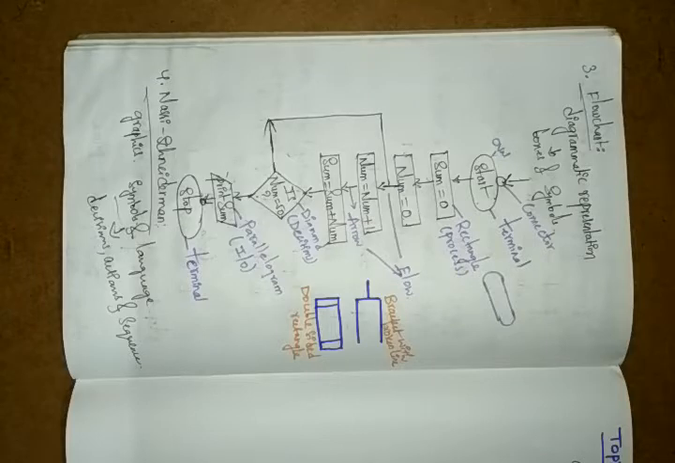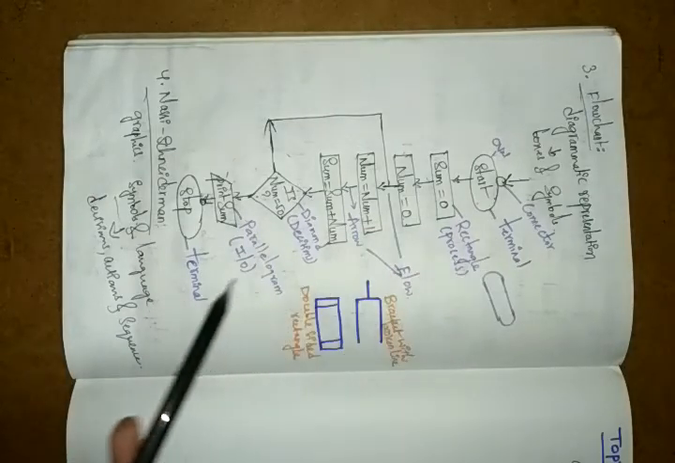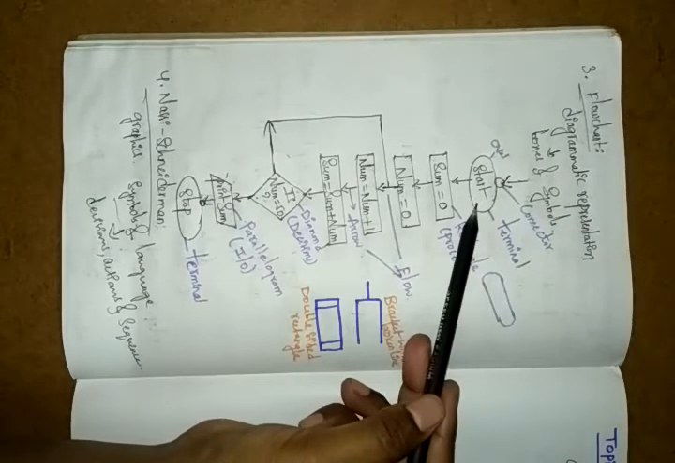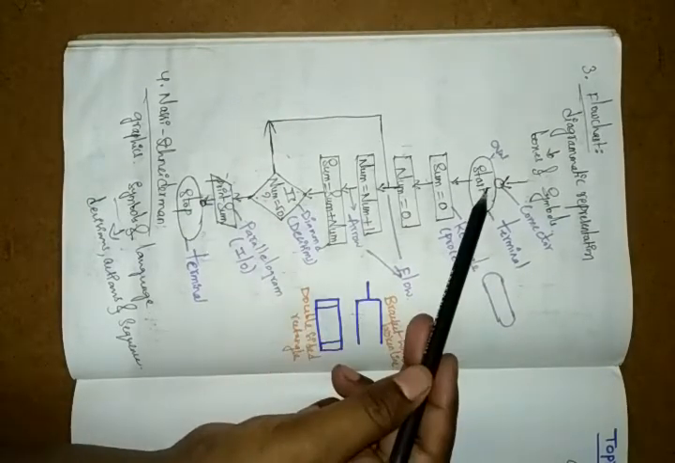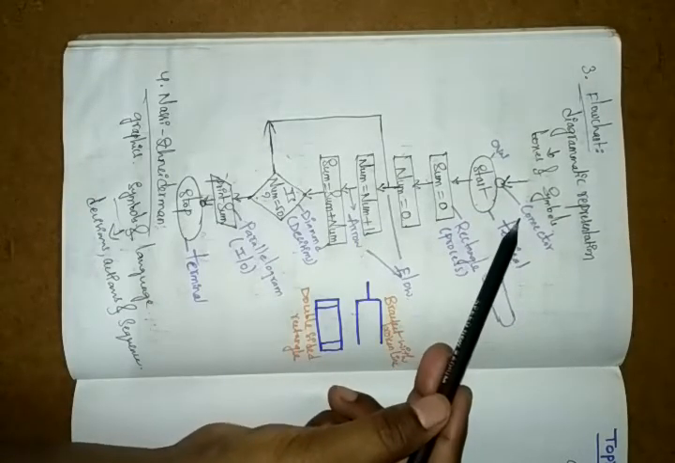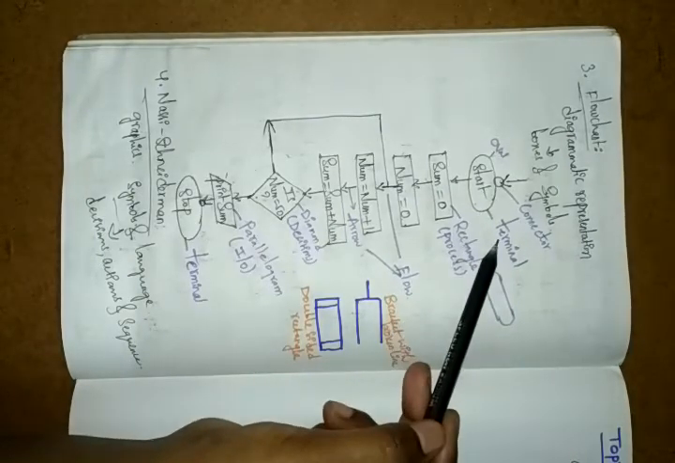Here we have the arrows. Every arrow is interconnected, indicating the flow of information and the processing. This is one example format for our flowchart. Here we are starting and we are stopping. These are the oval symbols, which we also call terminals, and the circle we can call the connector.